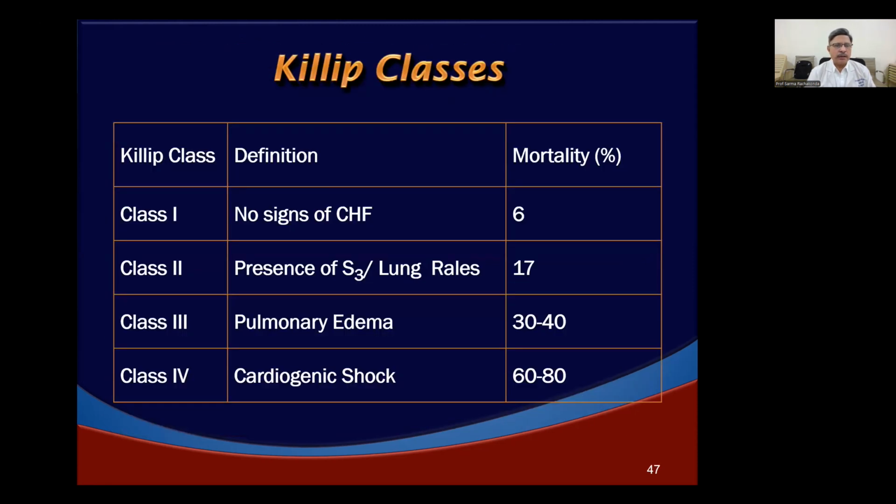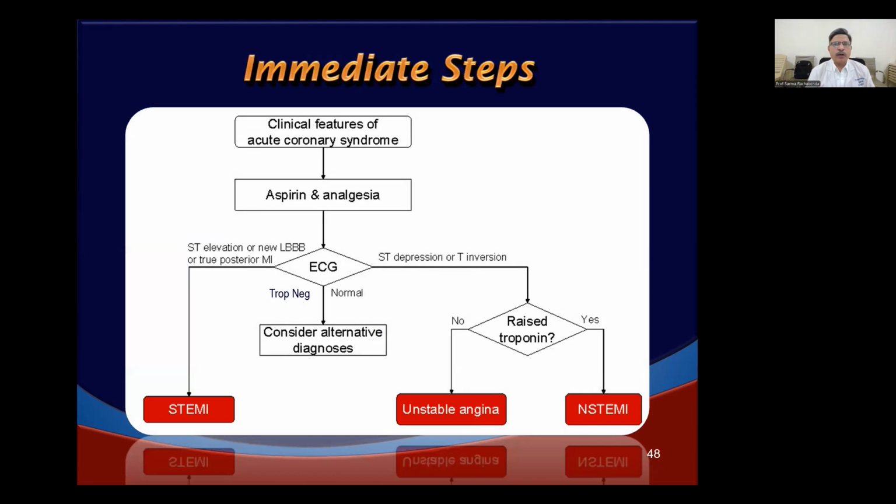That is one assessment. Then you should also assess the Killip class, whether he has any signs of CHF. Class 1, mortality 6%. Class 2, S3 gallop is there, lung rales are there, 17% mortality. Class 3, pulmonary edema is there, 30 to 40% mortality. Class 4, cardiogenic shock, falling blood pressure, everything is manifest full-blown, 60 to 80% mortality. So CCS classification and Killip classification are very essential for prognostication. Now, what are the immediate steps? Clinical features, symptoms and signs suggestive of acute coronary syndrome.